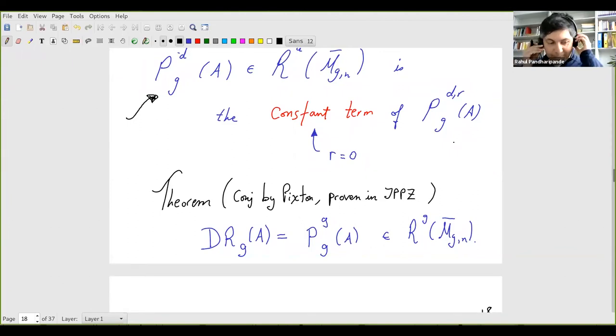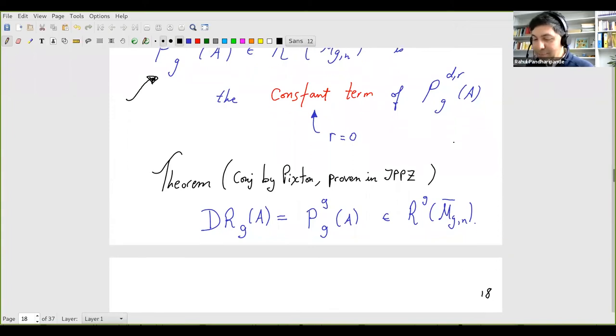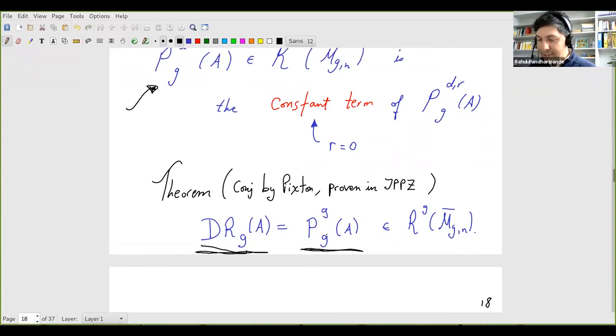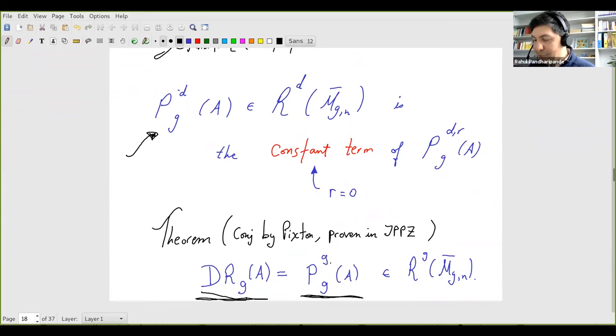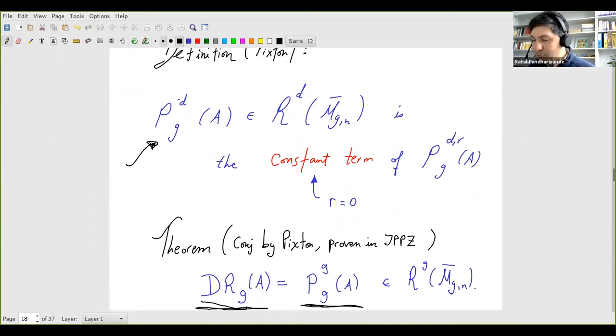So the theorem, which was conjectured by Aaron Pixton and is proven in this JPPZ paper, is that this DR cycle, the one we've been discussing for the whole lecture, is given exactly by this formula, in the codimension D equals G case. It has to be codimension G, but we already know it's codimension D. So that's kind of a wild formula.